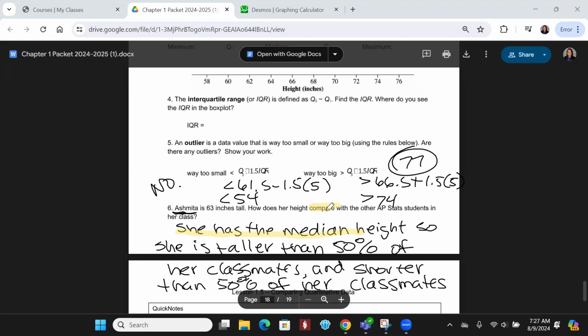Don't just say she has a median height. Okay, median height means what? You're acting like the AP graders are dumb. You have to explain it to them. Everybody okay on this?